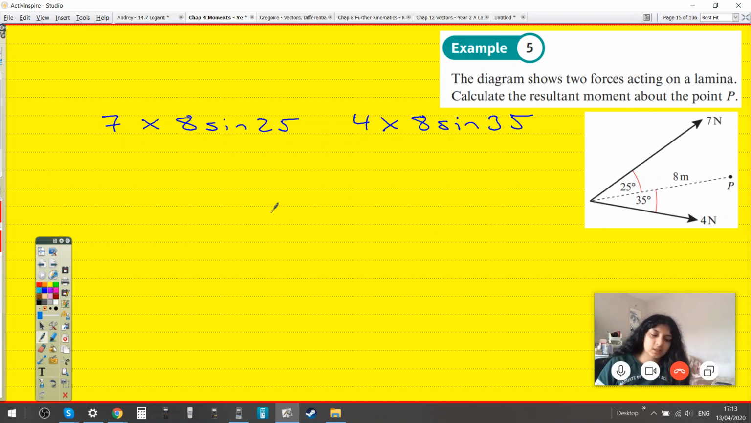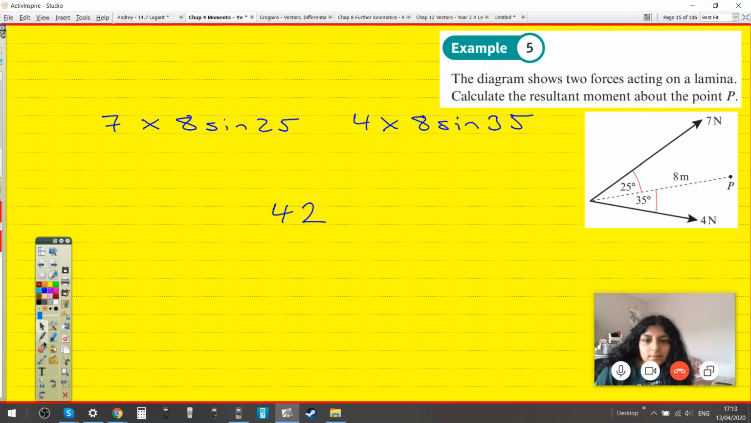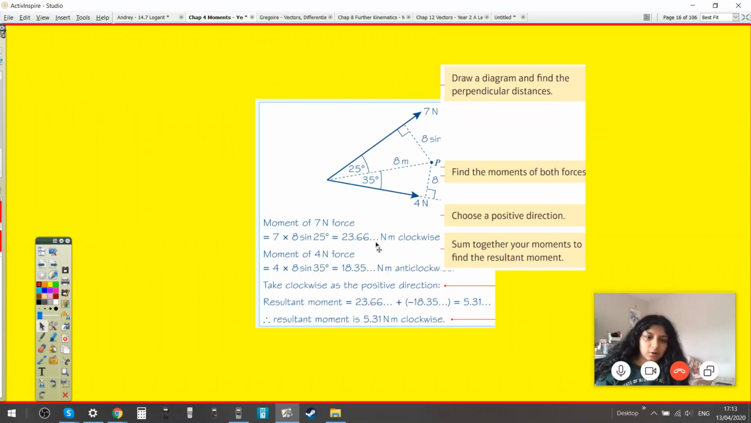42 Newton meters. Whoops. Forgot the directions. It's because of directions, I think. This one that's 7 is clockwise, and the one that's 4 is anti-clockwise. So the 7 one should be negative, which gives you minus 5.31, or 5.31 clockwise, yeah. Yep, there you go.